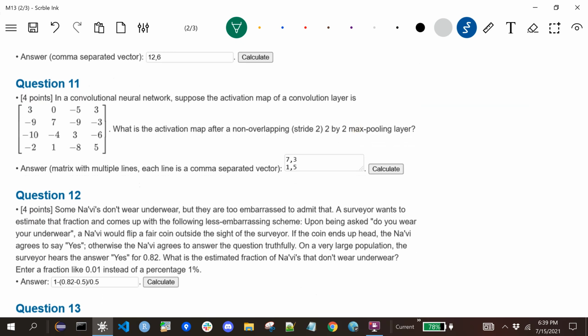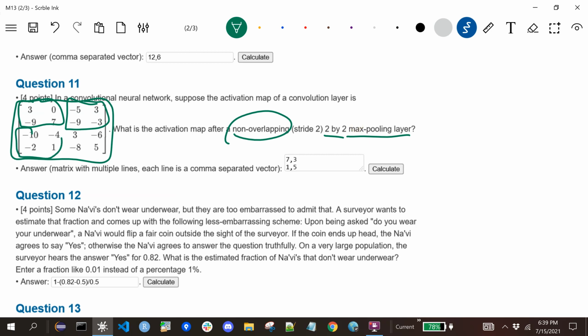So the next one is you have an activation map like this, and you want to find the activation map after our 2x2 max pooling layer. So max pooling, there are no weights. We're just taking the max of each 2x2 region. And the question is non-overlapping. So we don't do this and then this and so on. So we just do 4 of these. And then we find the max in each 2x2 region. So the first one is 7 and 3 and 1 and 5.